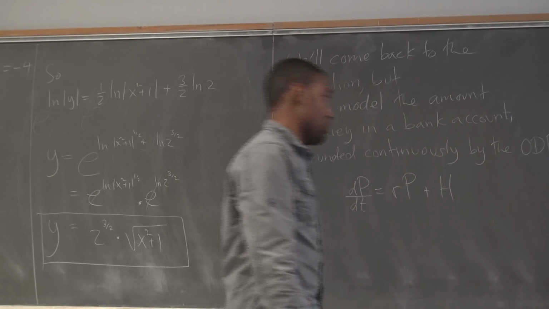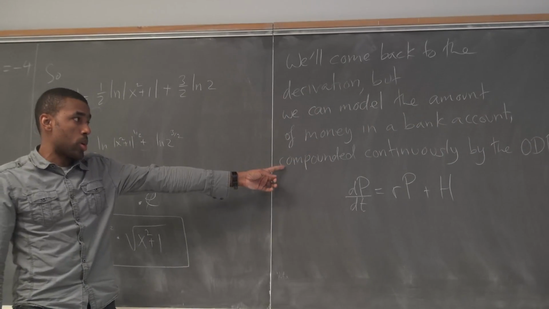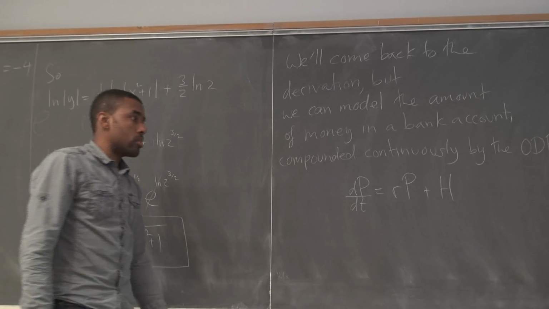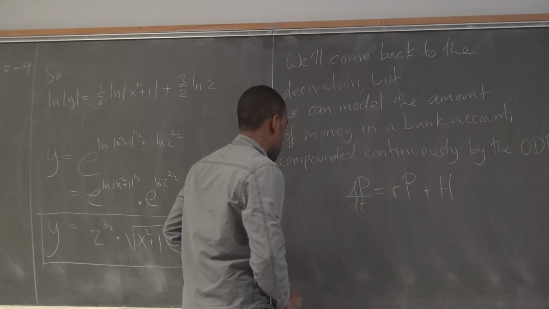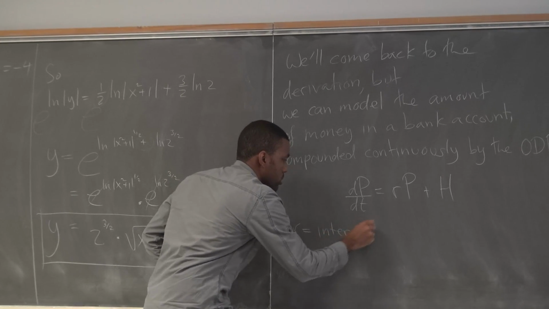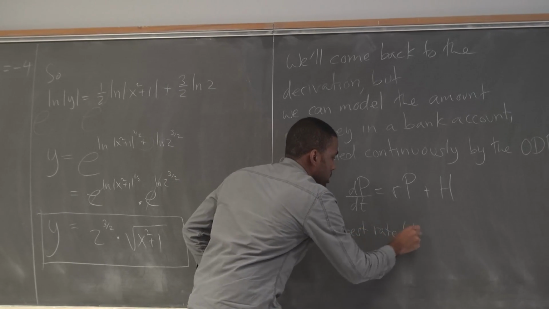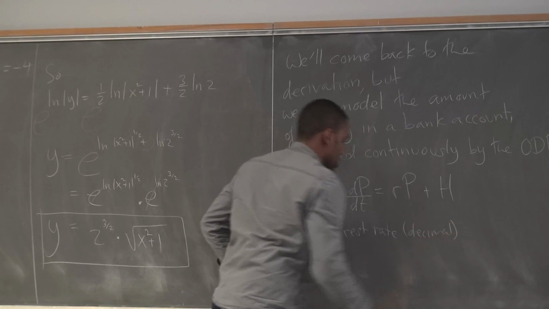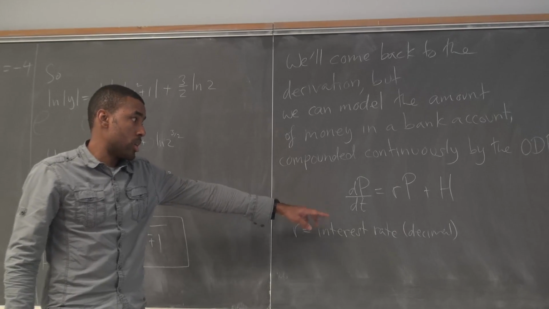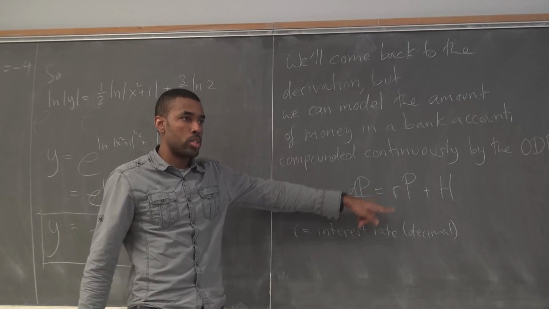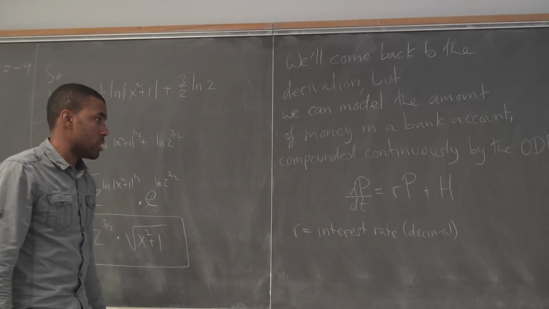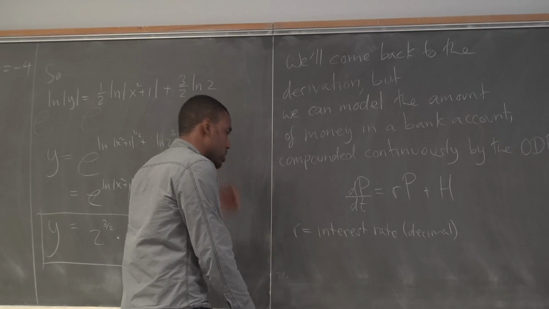I'm just going to come out and tell you, under the situation where we're compounding continuously, this actually models the growth rate in a bank account, right? So here, R is equal to, in this case, the interest rate as a decimal. Later on, we're going to come back to this and we're going to realize that a lot of populations are actually modeled this way, in which case R would be the growth rate of the population. Right, but we'll get back to that. But you can use it in finance, and R would be the interest rate.